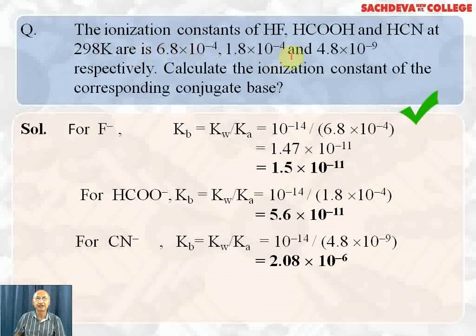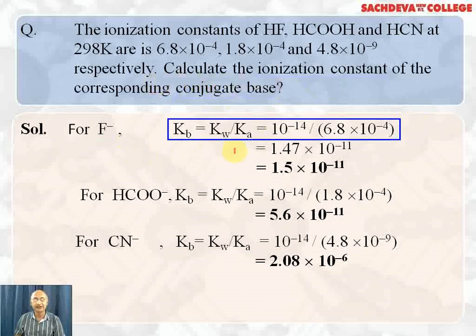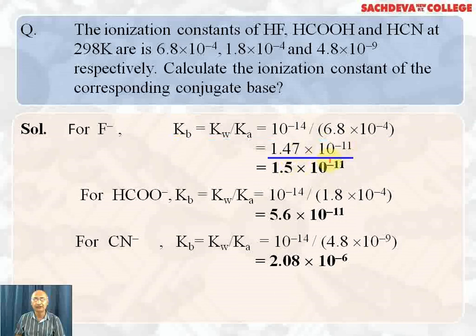The ionization constants of HF, formic acid, and HCN at 298 Kelvin are 6.8 × 10^-4, 1.8 × 10^-4 and 4.8 × 10^-9 respectively. Calculate the ionization constant of the corresponding conjugate base. For fluoride ion, Kb is equal to Kw divided by Ka, 10^-14 divided by 6.8 × 10^-4. It comes out to be 1.47 × 10^-11. Rounding off, we get 1.5 × 10^-11.